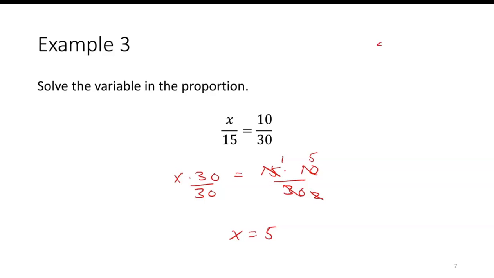And if I check, 5 over 15 simplifies as 1/3, 10 over 30 simplifies as 1/3, you can see that these are indeed the same fraction.